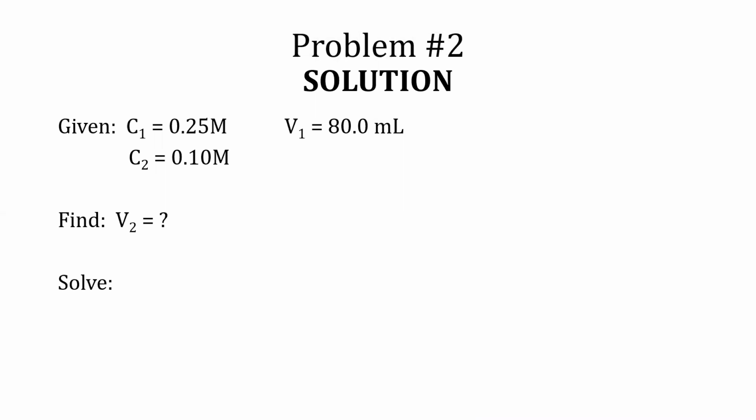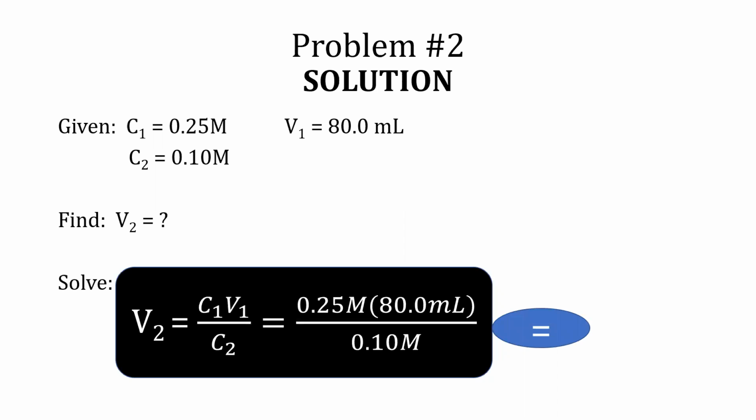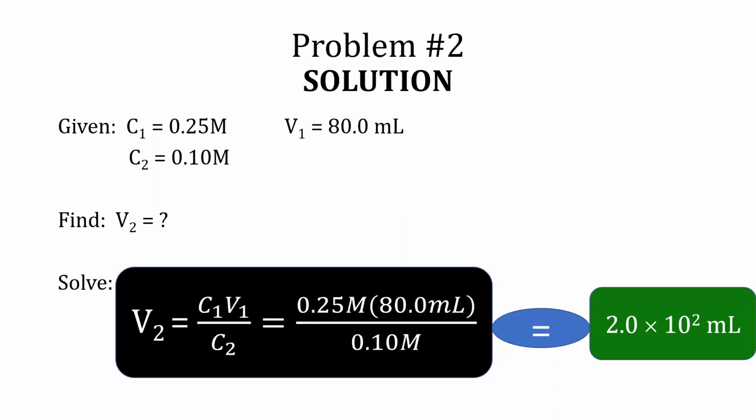It is given that C1 is 0.25 M, C2 is 0.10 M, and V1 is 80 mL. One needs to find V2. The solution is by using the dilution equation and plugging in all the numbers. V2 equals 2.0 times 10 to the 2 mL.